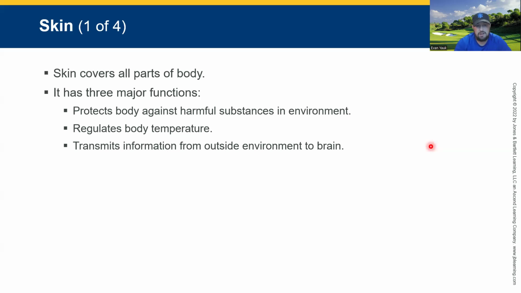The skin covers the body. It is our first line of defense. It has three major functions: protect the body against harmful substances in the environment, regulate body temperature, and transmit information from the outside environment to the brain. Like when I touched that earlier, my skin touched it, and then my nerves realized what was happening, and so forth.